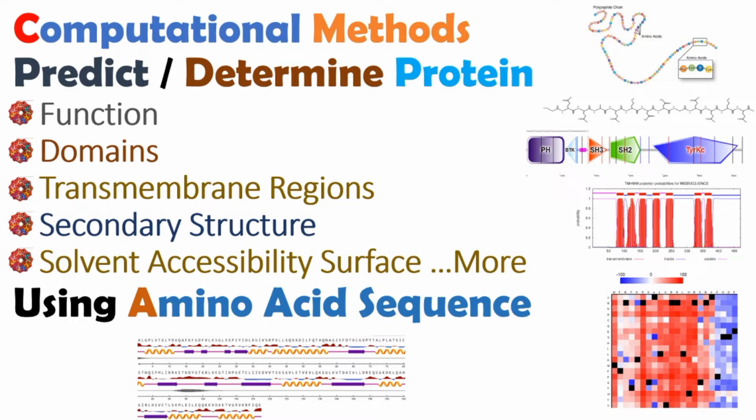Today we are going to talk about some computational methods that are helpful to annotate protein sequences. Annotation means we can carry out numerous kinds of analysis, like determining the function, the domain, the transmembrane region, secondary structure, or solvent accessibility. Many more things we can do with these annotations.